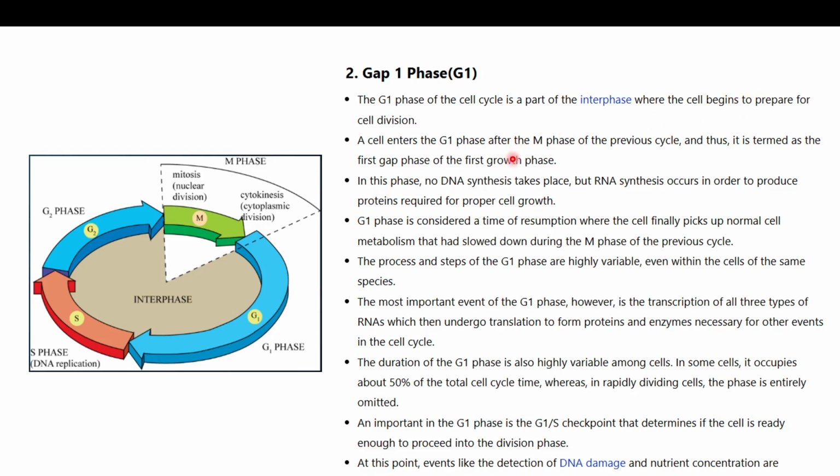The cell enters the G1 phase after the division phase, and it is termed the first gap phase. In this G1 phase, no DNA synthesis takes place; only RNA gets synthesized and proteins are produced so that the cells can prepare for cell growth. And G1 is considered the time of resumption, where the cell finally picks up.